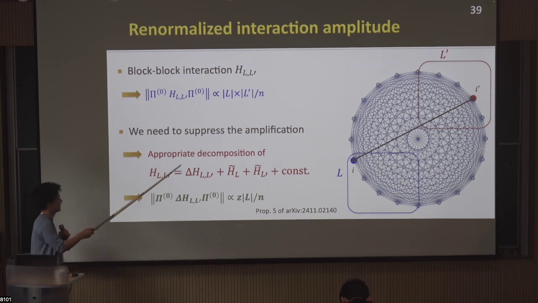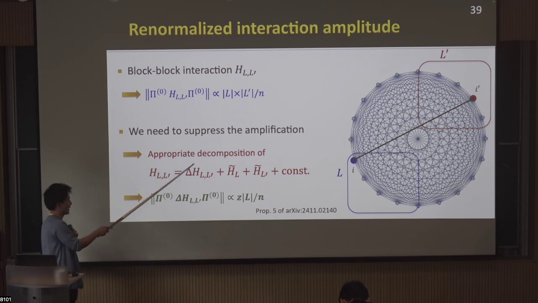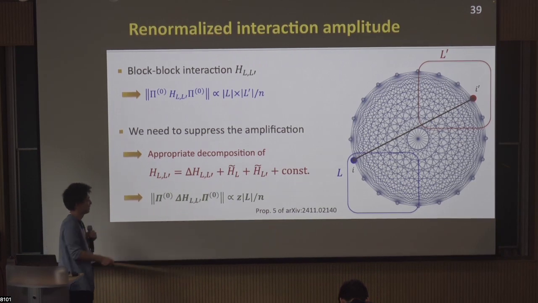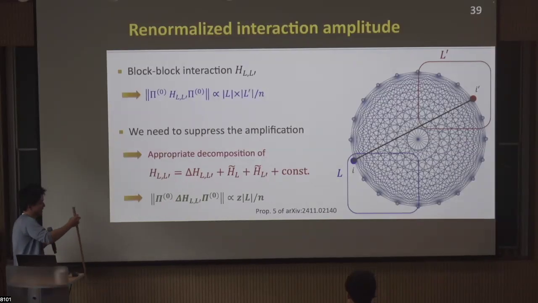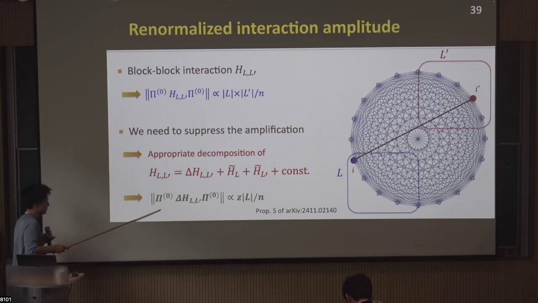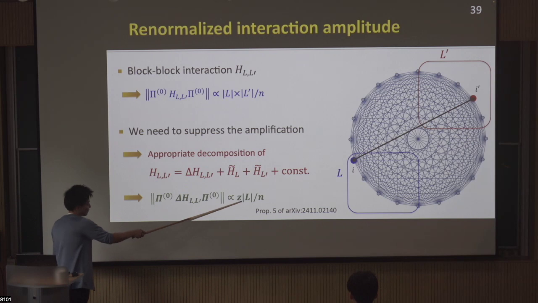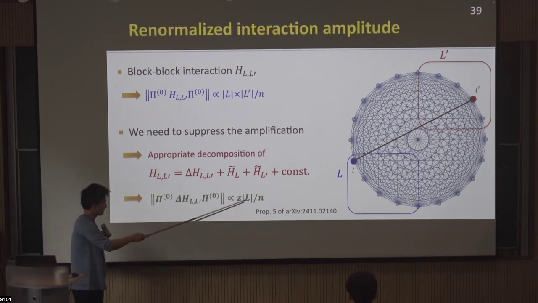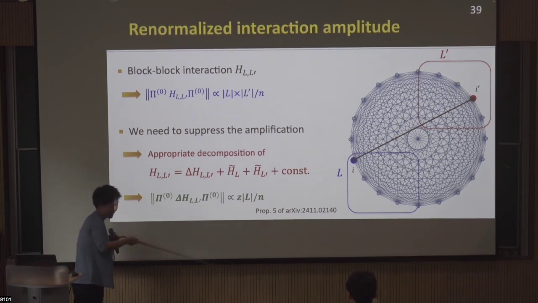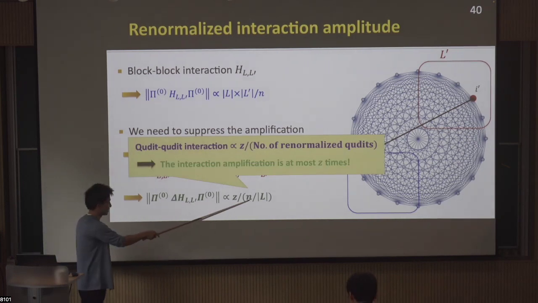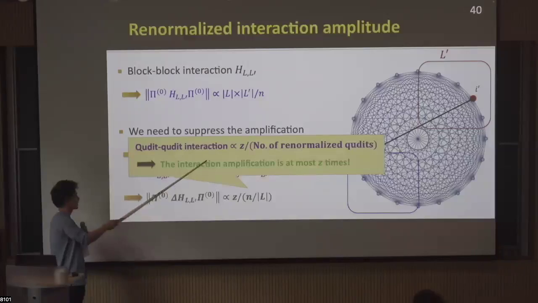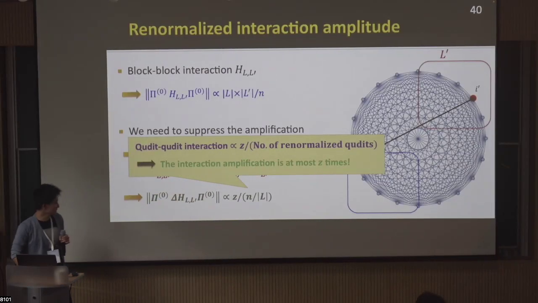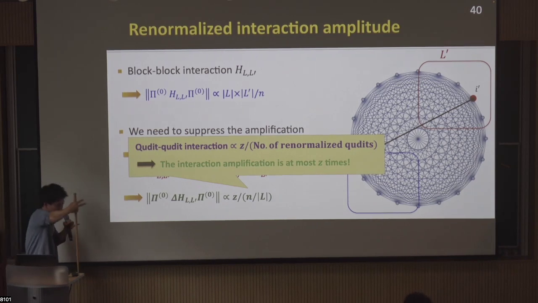A very important technique is that there exists an appropriate decomposition of the block-block Hamiltonians. The H L dash is decomposed into this form, where H tilde L is a one-local Hamiltonian on subsystem L, and the one on L dash is a one-local Hamiltonian on L dash, and delta H L dash only characterizes spin-spin interactions. Then we can prove that this term is only proportional to z to the power of L over n. Because the number of renormalized QID is now given by n over L, we have to rewrite it in this form. And this is the number of renormalized QID. So the QID interaction after the renormalization is proportional to z over the number of renormalized QID. So the interaction amplification is at most z times, instead of the block size.